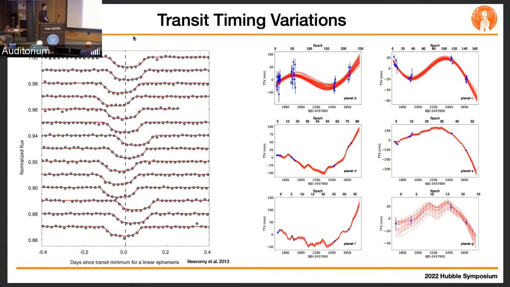The deep resonance actually amplified the mutual gravitational interaction between the planets, and the periods are no longer perfectly periodic. And it turns out, by modeling these TTVs, or transit timing variations, there's a lot we can say about the orbital architecture.